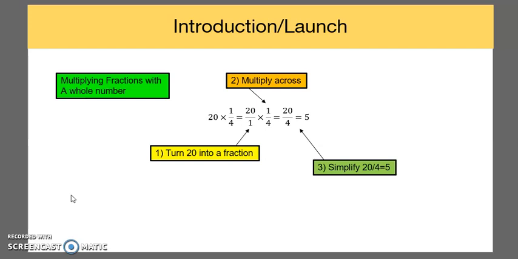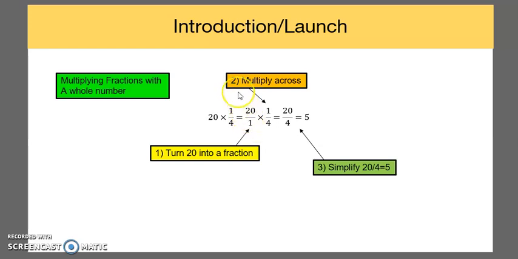For this lesson, it's important to go over multiplying fractions with a whole number. Let's say, for example, we have 20 times 1/4. The first thing we need to do is to turn the whole number, in this case 20, into a fraction. Here we see that we had 20, we turned it into a fraction, and it's important that we tell students that when you turn it into a fraction, you put it over 1, where 1 is the denominator.